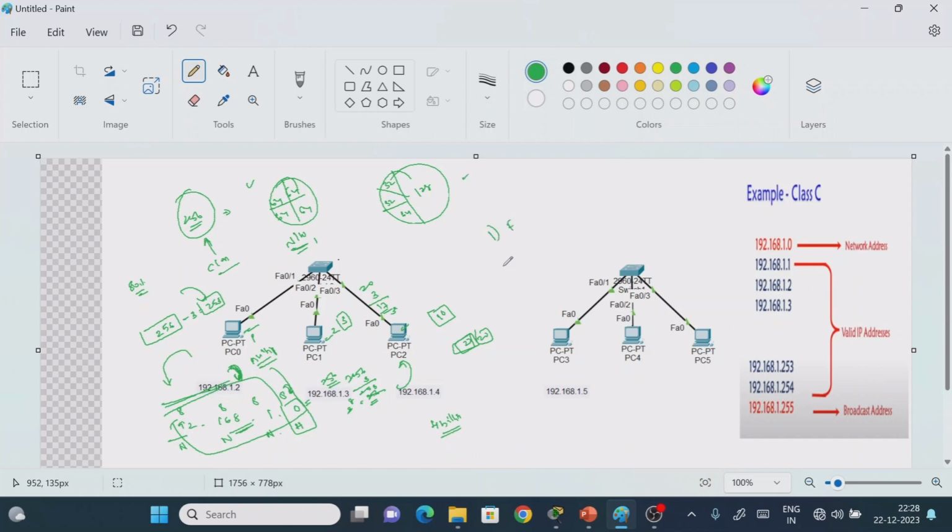Now we have 2 types: one is fixed length subnet masking, another one is variable length subnet masking. Now this is the second diagram. So which is related to the first one or the second one? Try to guess the answer.